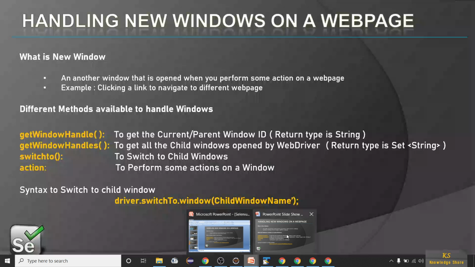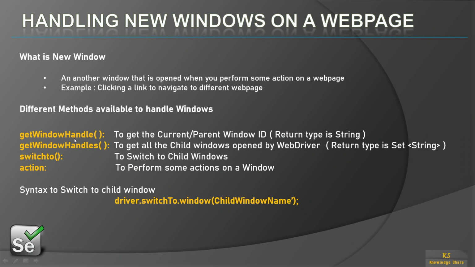So wrapping up, you have to remember these methods when you are working with multiple windows. You have to use switch to dot window of child window names, and you have to use get window handle to get the parent window ID and get window handles to get all the child window IDs, and a simple switch to. So that's all for now for new window handle.